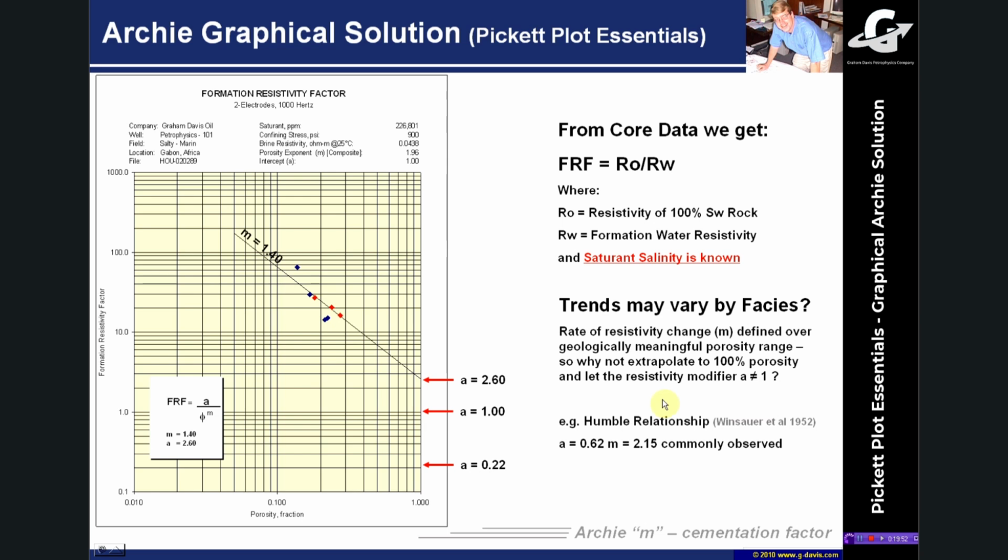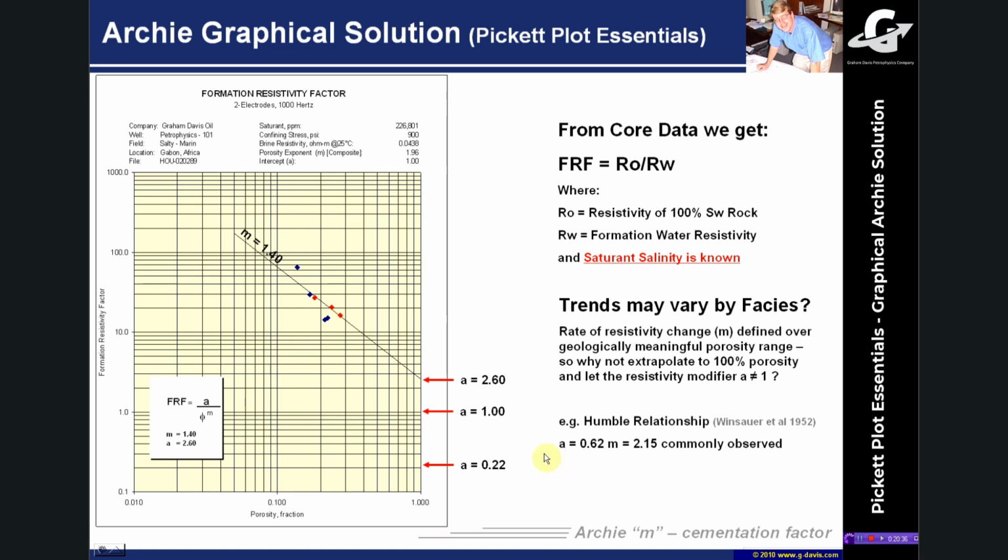And a good example of this is some work done by Winsauer et al. in the early 50s. They came up with what's termed the Humble relationship, where empirically a bunch of soft, crumbly sands, I think they describe them as, have an A of 0.62 and an M of 2.15. So that's quite a common empirical number as well. If you're out there with your cross plots trying to evaluate a wildcat area, you could either use A of 1 and M of 2, or you could give Humble a go and see if you get a better answer there. So that's the extra information that you can get from core.